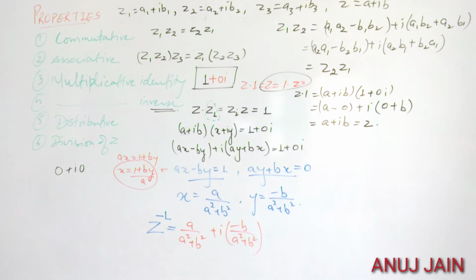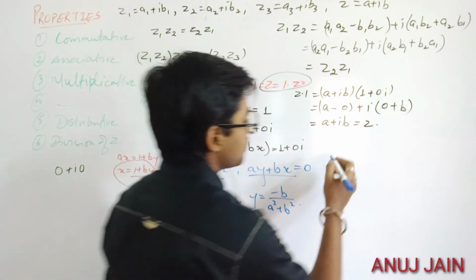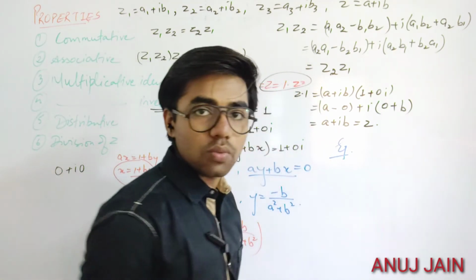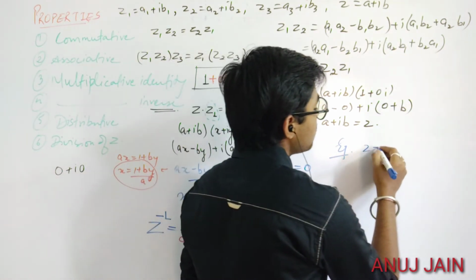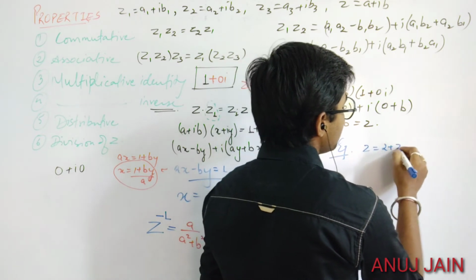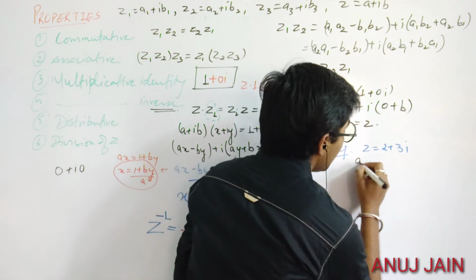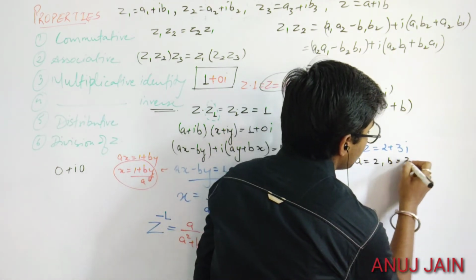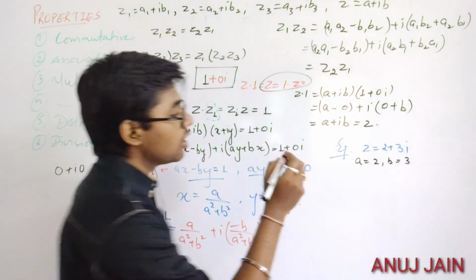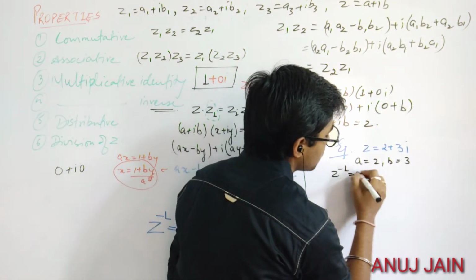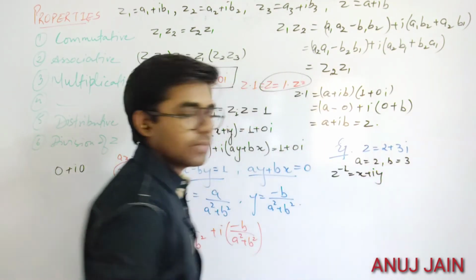Okay, so let's say we take an example. Suppose we take an example to find the inverse. Let z is equal to 2 plus 3i. So a is equal to 2, b is equal to 3. What you have to find? You have to find z inverse, which is equal to x plus iy.